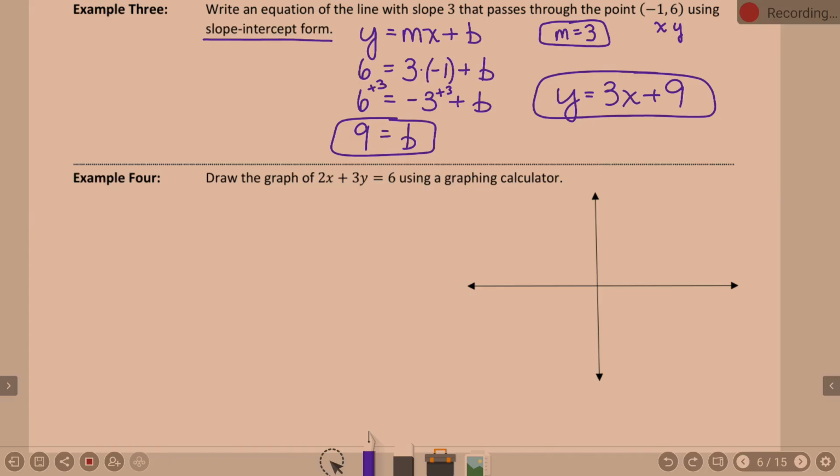I don't know. Okay. So, now, the suggestion here is to draw a graph of 2x plus 3y equals 6 using a graphing calculator. In all honesty, this one is not bad to graph by hand at all. But we also need to learn the basics about how to use the graphing calculator, yes? Yeah. Okay, and so that's what we're going to look at right here.